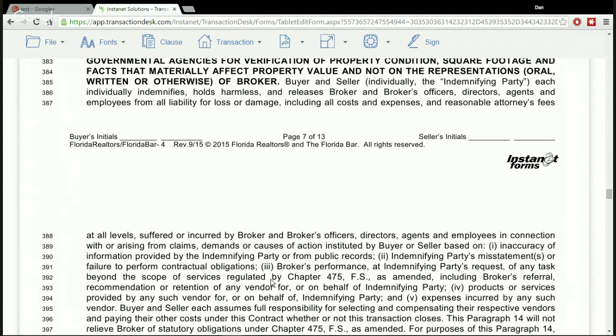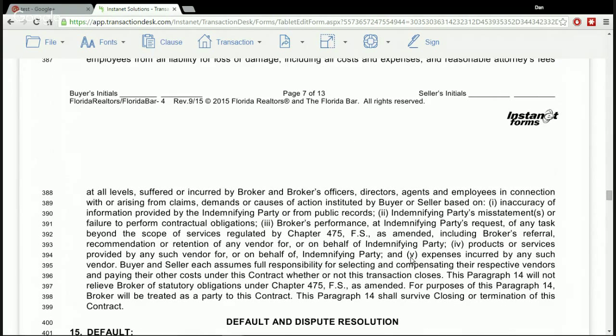the scope of services regulated by Chapter 475 as amended, including broker's referral, recommendation, or retention of any vendor or on behalf of identifying party, products or services provided by any such vendor or for or on behalf of identifying party, or what is this? Shoot, what is that, a 5? V, expenses incurred by any such vendor.